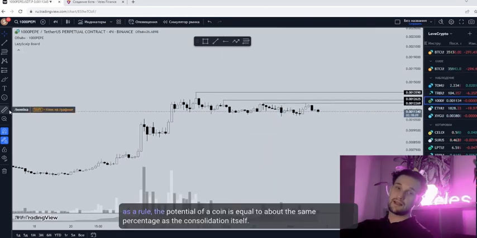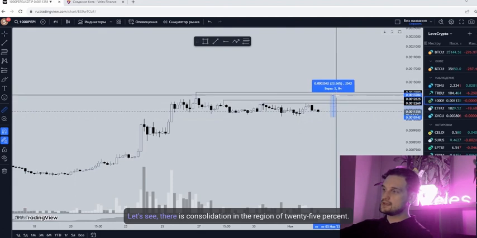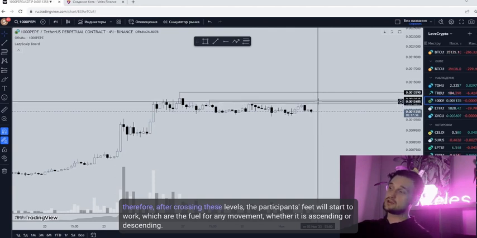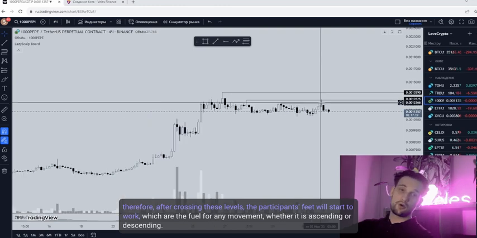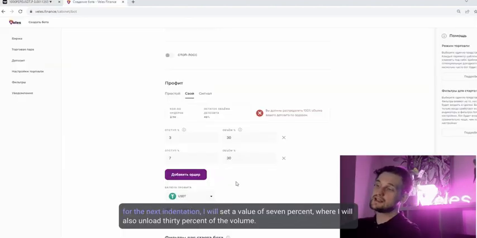As a rule, the potential of a coin is equal to about the same percentage as the consolidation itself. Let's see, there is consolidation in the region of 25%. Therefore, after crossing these levels, the participants' feet will start to work, which are the fuel for any movement, whether it is ascending or descending. For the next indentation, I will set a value of 7%, where I will also unload 30% of the volume.